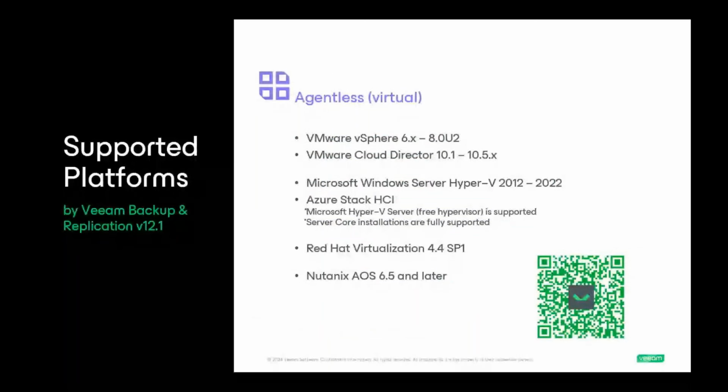So the different types of platforms that Veeam supports through Veeam data platform. If you scan that QR code, it will take you to a page for later reference. But for today's conversation, agentless are typically a hypervisor integration or a KVM integration. If we're talking about 12 or newer supported versions, really 12.1.2 would be recommended, but you would need to be on vSphere 6 or newer. Cloud Director 10.1 through 10.5.x.